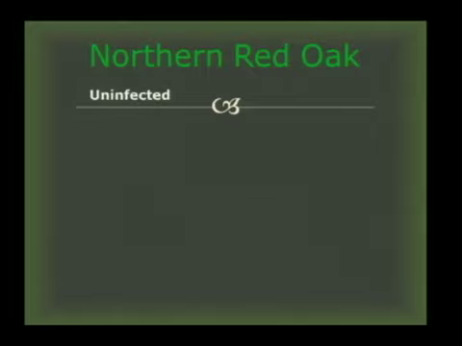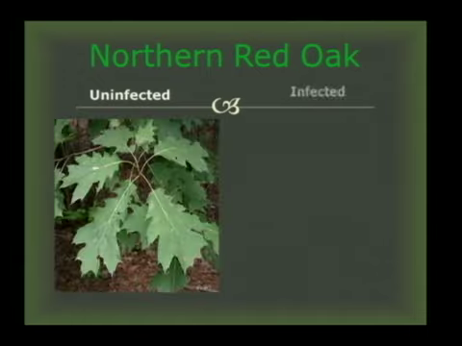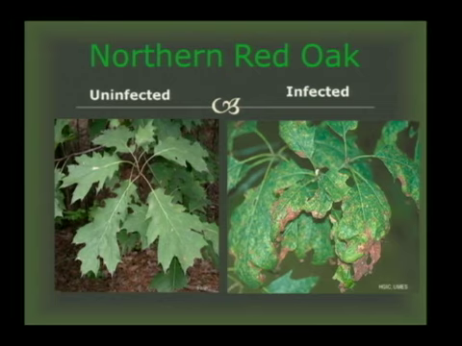Uninfected leaf tissue looks kind of like this. It's green. It has beautiful tender foliage. There's no effect at all of the disease. Infected tissue looks like this. It's crinkled and curled. The edges are gnarled and necrotic. Notice the spotting on the leaf tissue. For northern red oak, this disease is ravishing.